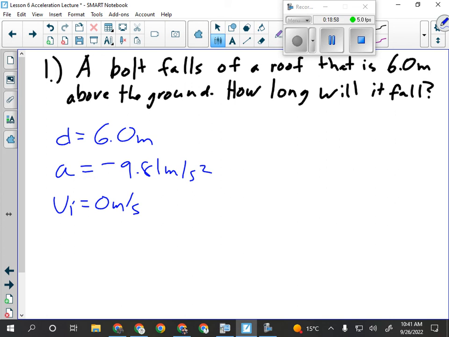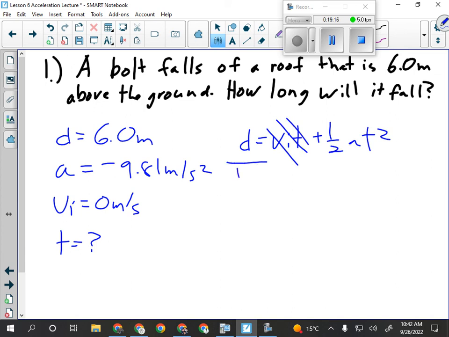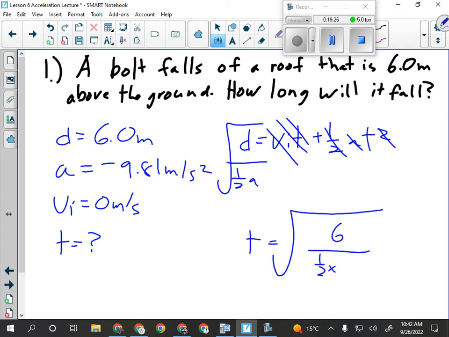So we've got this, and we're looking for how long it would fall for. That means we're using the formula I told you wouldn't have to use to calculate time. But since VI is 0, I can use it. So I'm going to manipulate by dividing both sides by half of A and square rooting to get T. So T will be the square root of 6 over 1/2 times 9.81. Now, I have 9.81 negative here in my givens, but I don't have it negative there. Why?